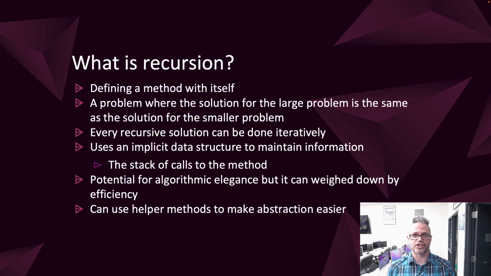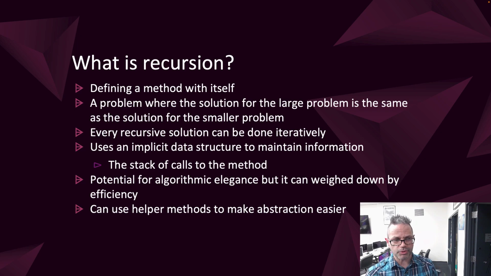The strict definition, of course, is defining a method with itself. Now, that's not really the most helpful way to look at it, but let's go into a bit more detail. It's a problem where the solution for the large problem is the exact same as the solution for the smaller problem once we get to the small enough solution. Now, we want to keep in mind that everything that can be done recursively can also be done iteratively. It might change the code or how much we have to write for that, but every recursive solution can also be done iteratively in a different way.